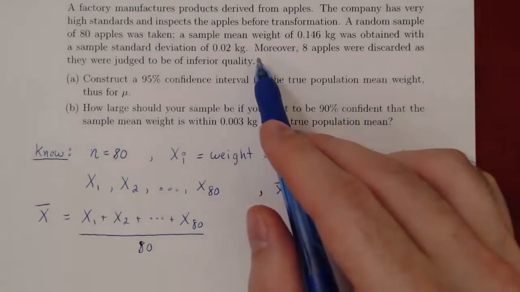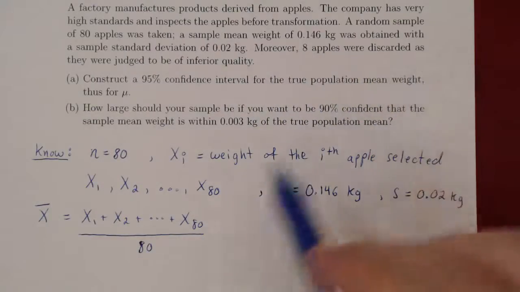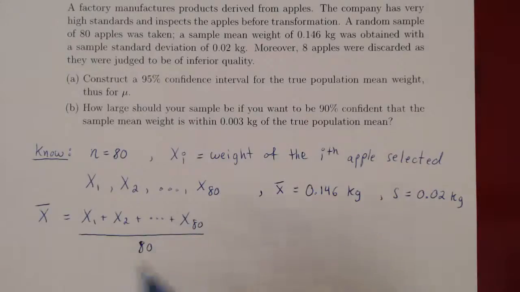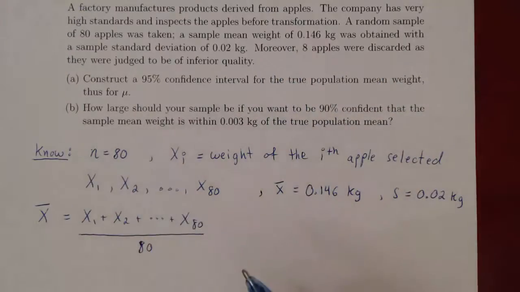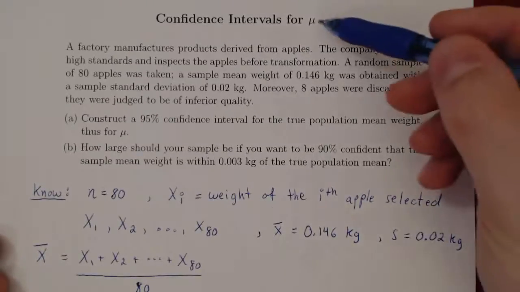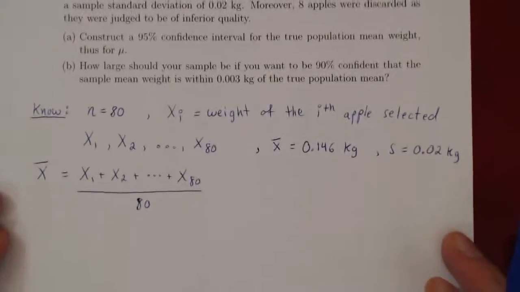There's one other piece of information that we're told. Moreover, 8 apples were discarded as they were judged to be of inferior quality. So we have discarded 8 of the 80 apples. And this, you'll see, will be important in our third problem when we consider a confidence interval for a proportion. But right now, all we look at is a confidence interval for the true mean. And so we'll leave this piece of information out for the moment.